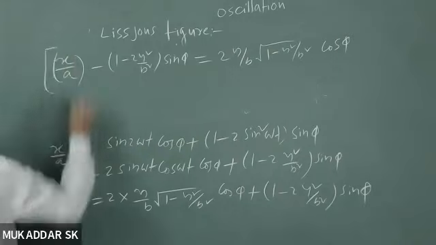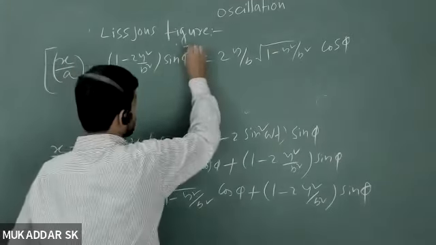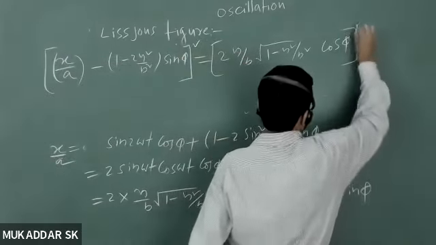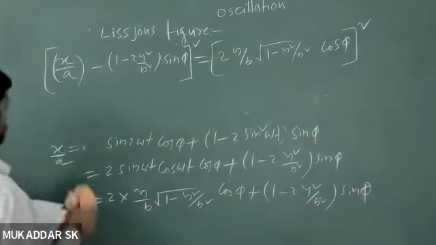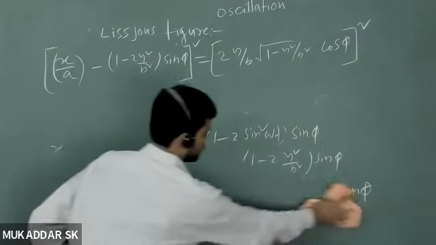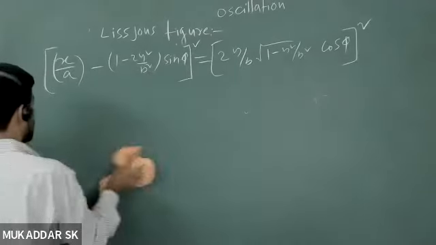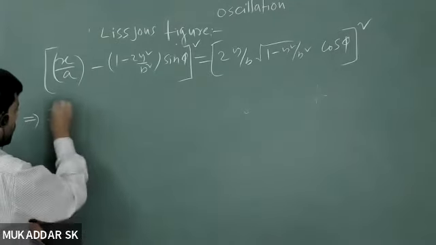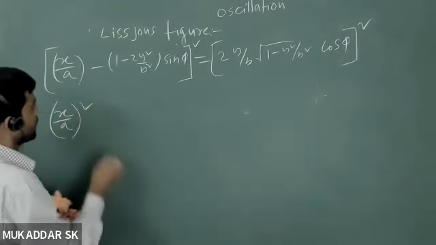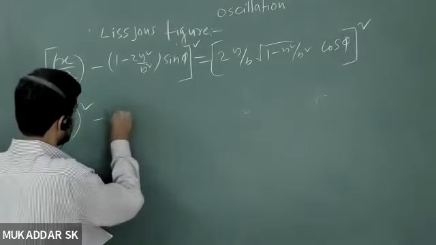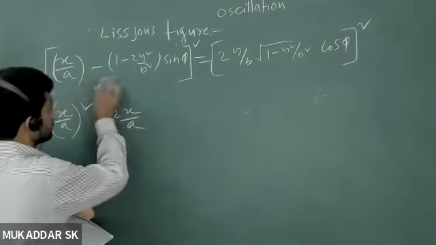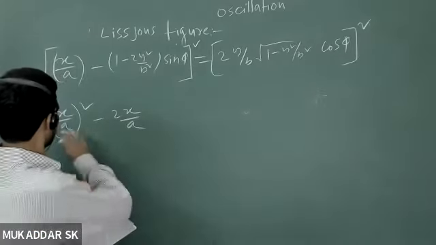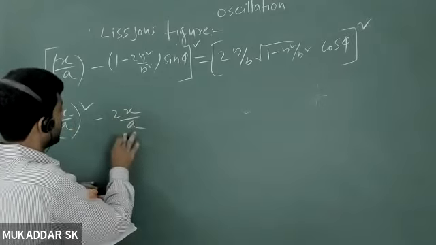If you square it now, if you square it, then how much will you get? x by a whole square. Then the second term will be how much? Minus 2x by a. I'm just breaking this square: a square minus 2ab plus b square, right? So x by a whole square minus 2x by a.